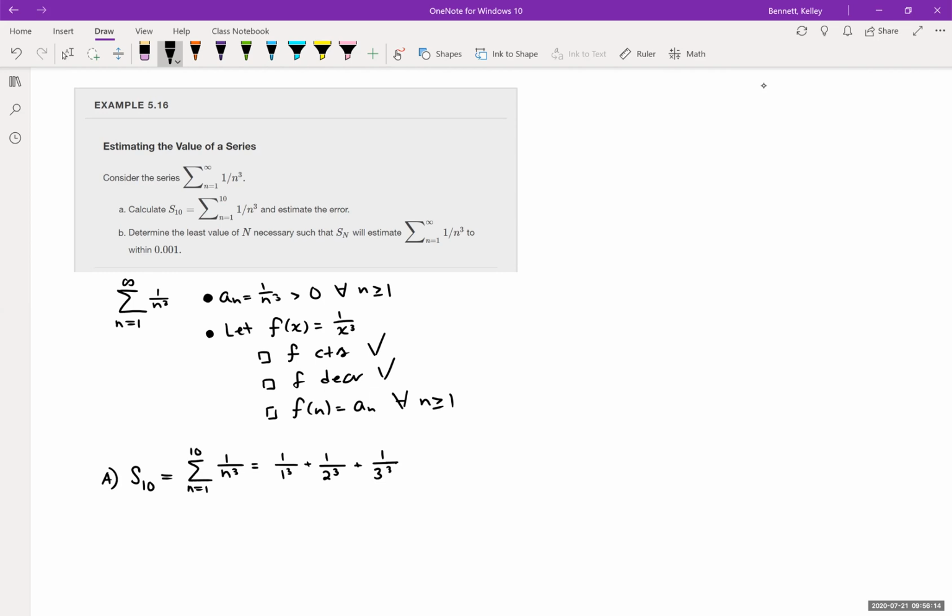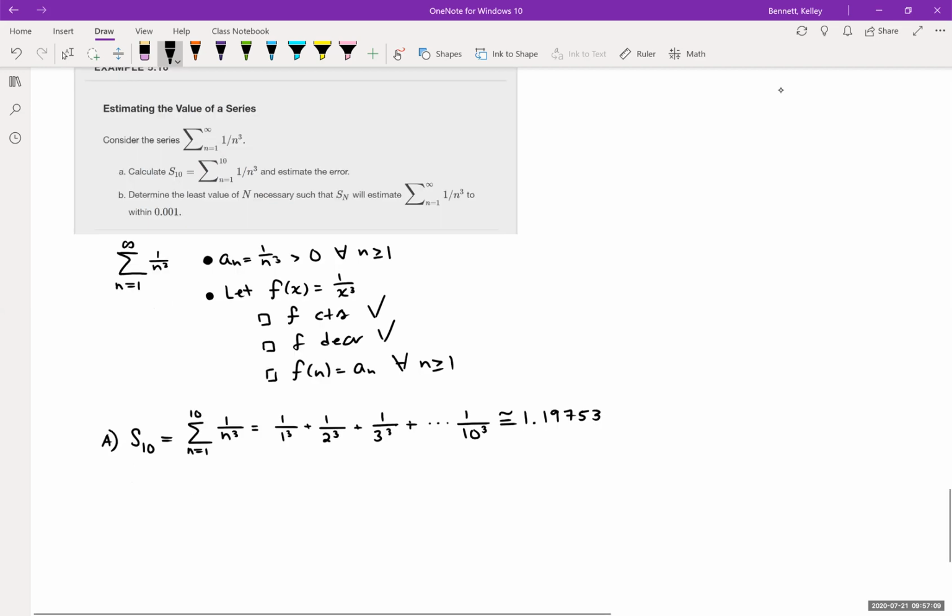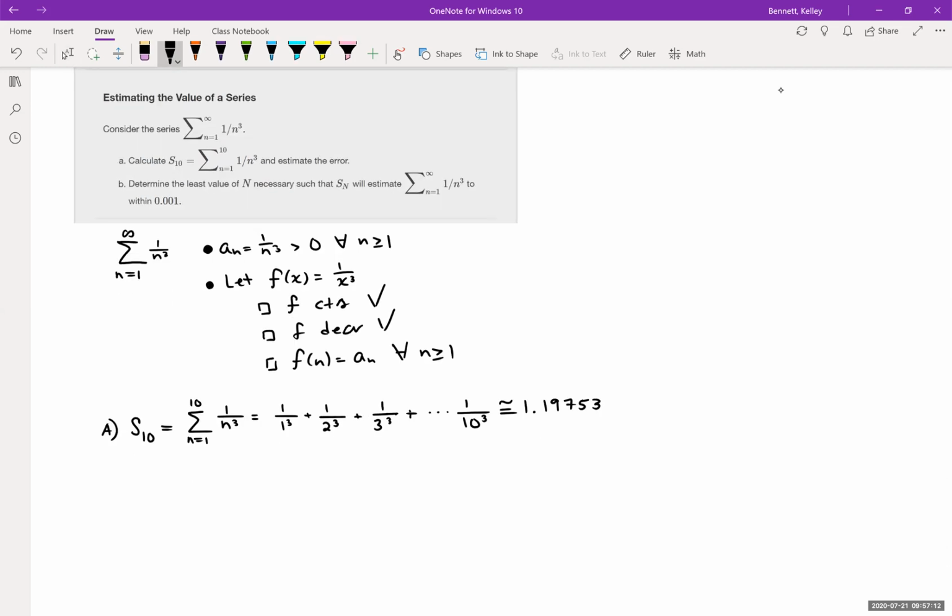Etc. and so on, all the way up to 1 over 10 cubed. So, TV magic, this is approximately 1.19753. Okay, great, super. And now we want to estimate the error, right? We've already seen that the series of 1 over n cubed converges. We don't know the value to which it converges, but right now we just have this estimate S10. It's probably a decent estimate, but we want to know how far off we are.